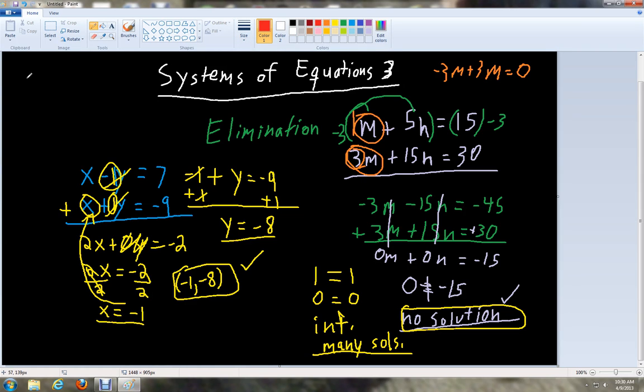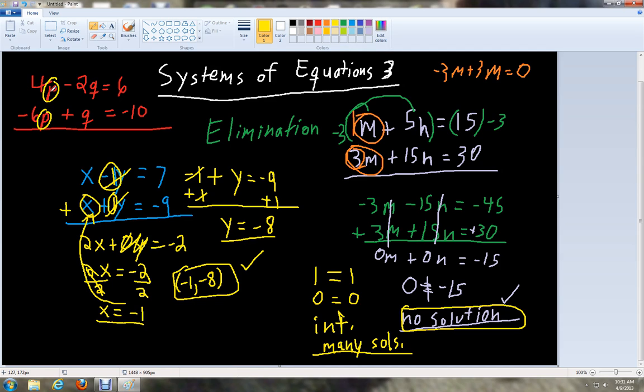So say, for example, if you had 4p minus 2q equals 6, and then if you had negative 6p plus q equals negative 10. So let's say instead of eliminating the variable q, let's focus on eliminating the variable p.